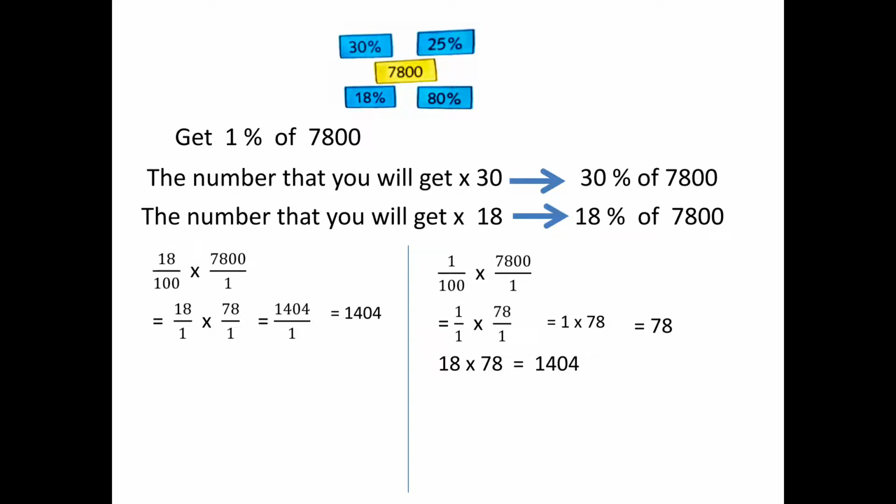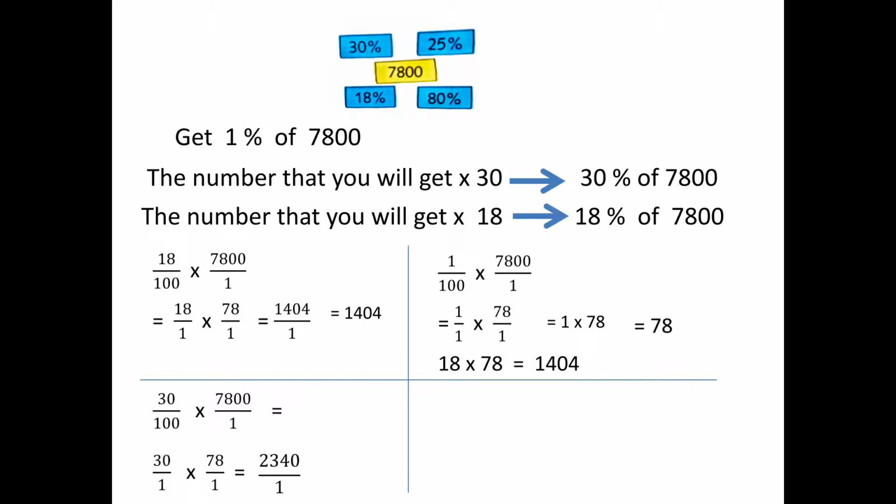Let's try to do the same with the 30% in the old way. Write each number as a fraction. So 30 over 100 times the number that I have over 1. Simplify, take the two zeros up with the two zeros down. So your numbers will be like that. Then multiply. All of what I need to multiply is the 30 times 78. Do it in the margin. It will give you this number over 1, which is equal to 2,340.